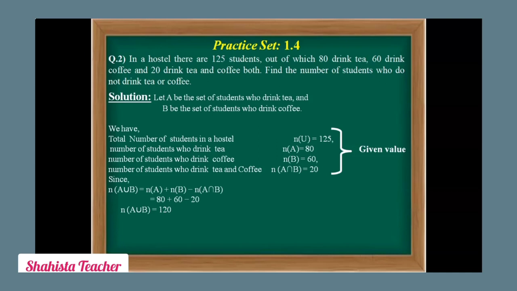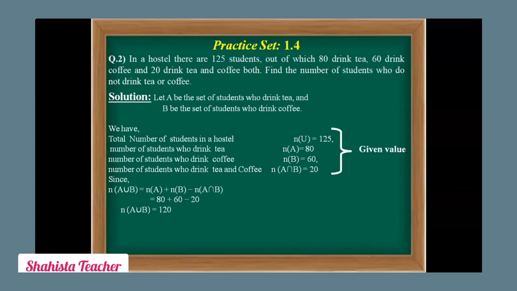120. So here number of A union B is equal to 120. Now we have number of A union B as 120, and total number of students is 125. This is the universal set. So number of U is 125. So 125 minus 120 gives us how much? 125 minus 120 gives us 5.